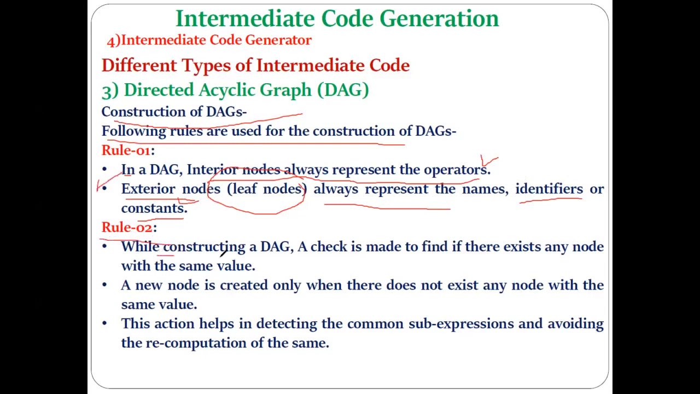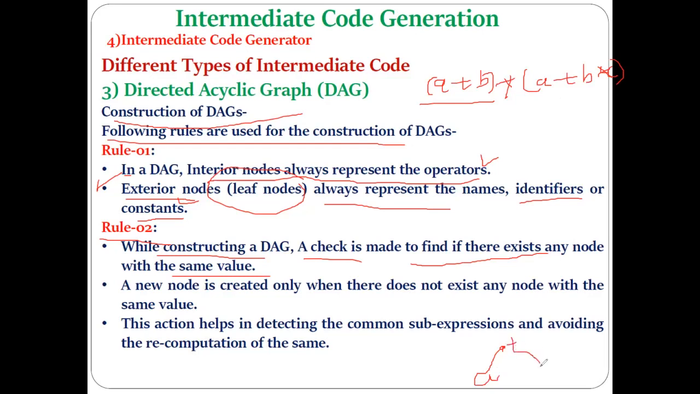Second rule: while constructing the DAG, a check is made. Every time you have to check to find if there exists any node with the same value. While constructing a DAG, every time you have to examine whether there exists a node for the same value. For example, if this is the expression A plus B into A plus B into C, and you are generating the DAG for this, you start from this. Now you have generated the DAG for A plus B here, like this.